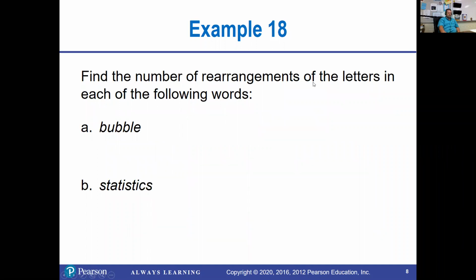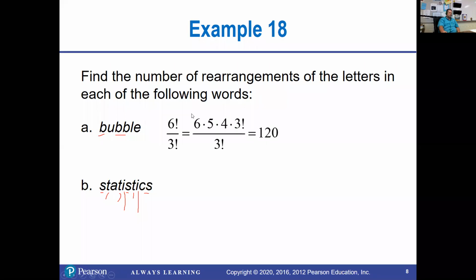Find the number of arrangements of the letters in each of the following words. Now notice, you have some letters that are repeating. The B represents, there are 3 of them, correct? Down here, in statistics, S, S, S, T, T, T, I, and I are all repeat letters, okay? So that's going to make a difference as we go on. So let's look at the next one. So how do we figure this out?